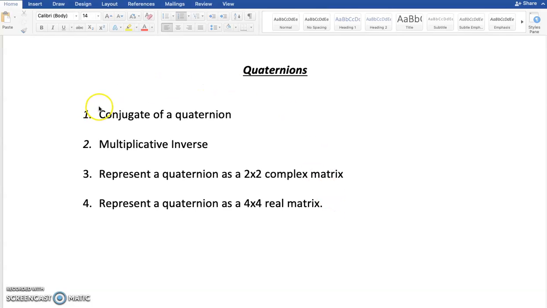So we're going to learn, exemplifying, how to find the conjugate of a quaternion, its multiplicative inverse, how to represent a quaternion as a 2 by 2 complex matrix, and how to represent a quaternion as a 4 by 4 real matrix.